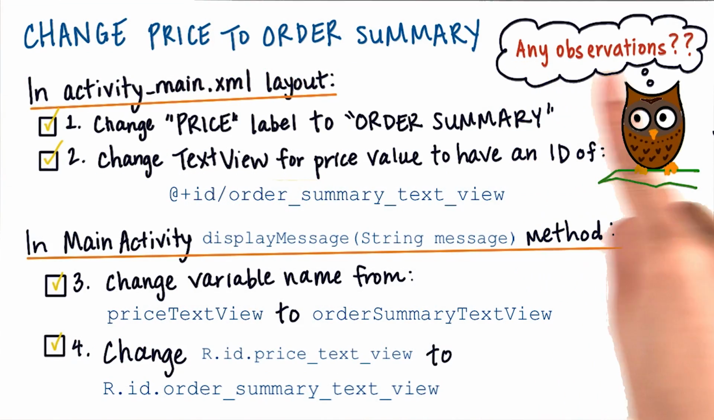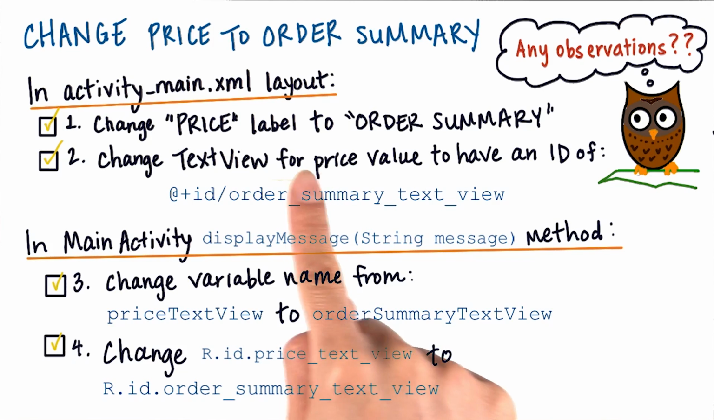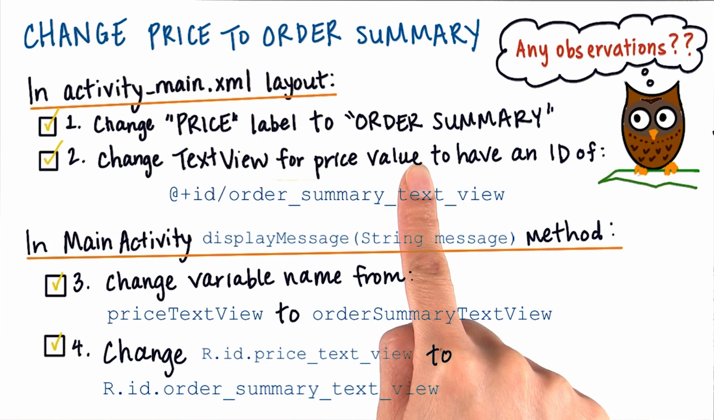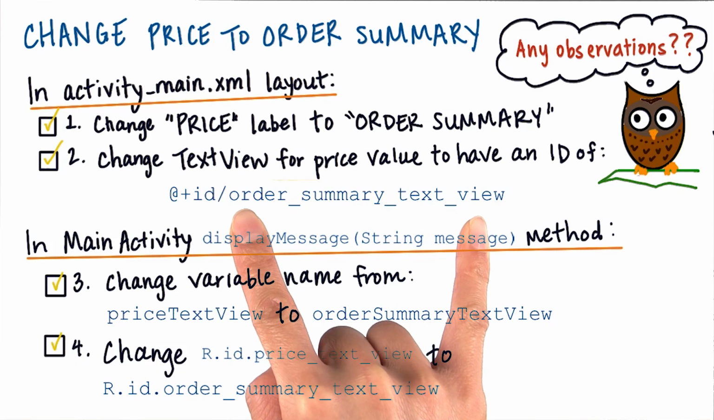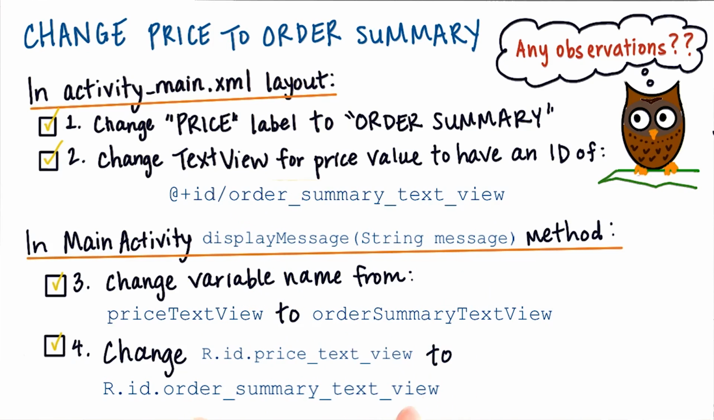Let's talk about any observations that you may have made. Remember, there's no right or wrong answers. First, you may have noticed that for the price text view, when we gave it an ID of order summary text view, this similar format appeared again later in the Java code when we were modifying the displayMessage method.